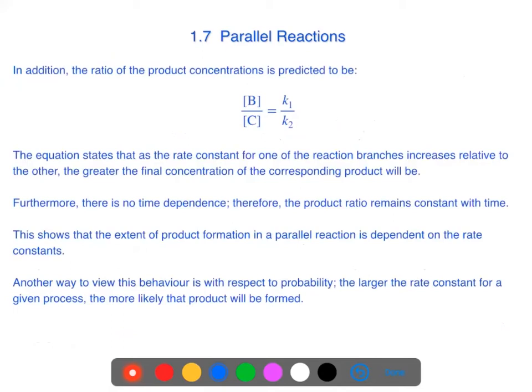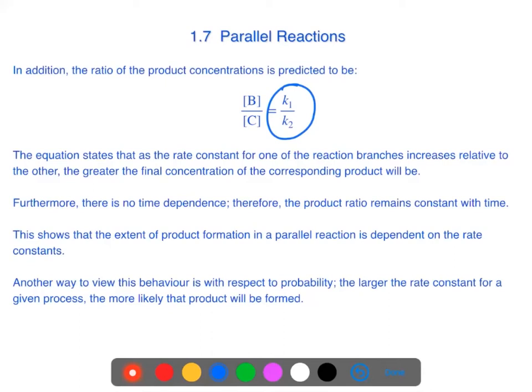So in addition, as we just saw, the ratio of the product concentrations is predicted to be a ratio of the rate constants K1 and K2. So this states that as the rate constant for one reaction branch increases relative to the other, the greater the final concentration of the corresponding product will be. So there's direct competition between the rate of formation of B and the rate of formation of C.